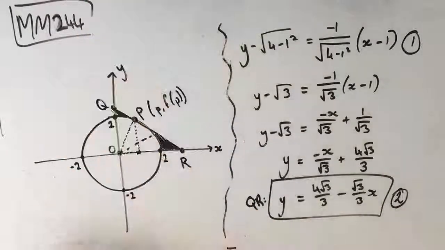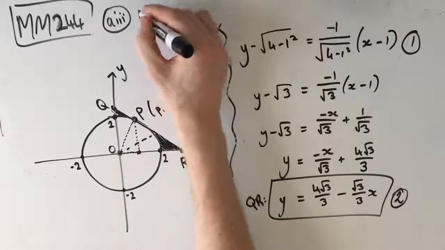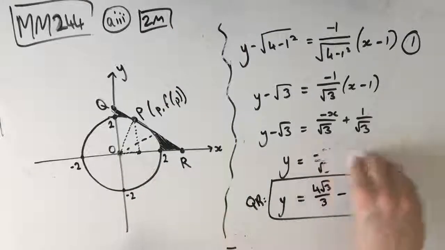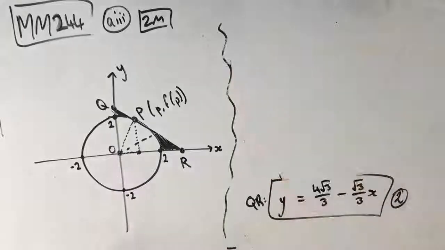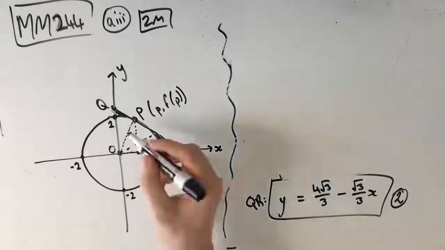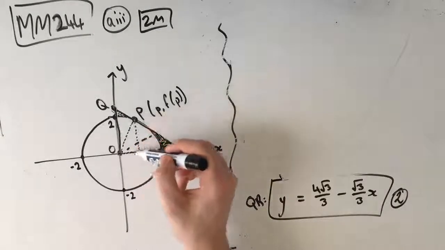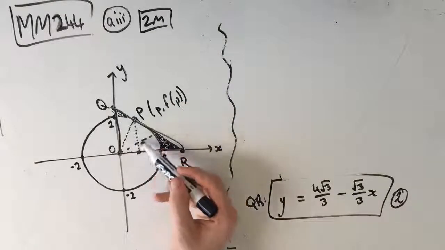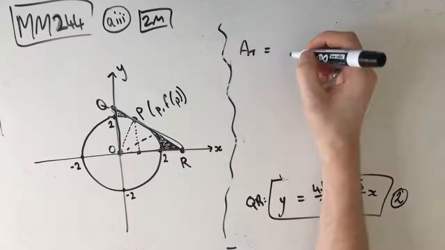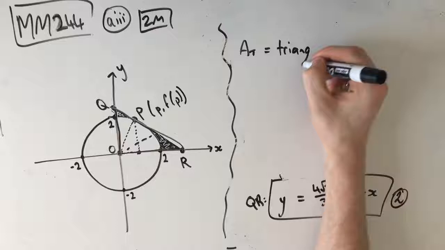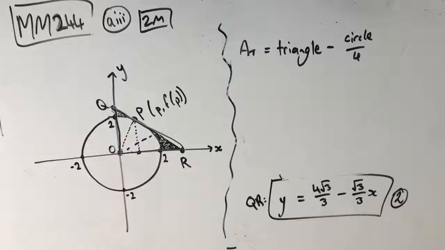This next part asks us to find the area of the shaded region when p equals 1. Awesome, and this is also a 2-mark question. So, we know that when p equals 1, our line has the equation y equals 4 root 3 take root 3 on 3x, which means in order to find this shaded region here, so this part in between here, we're going to find the area under this triangle here, and then we're going to minus the area of the quarter circle, right? Because this is a quarter circle, this is a triangle, so our total area is equal to the triangle minus the circle divided by 4, right?